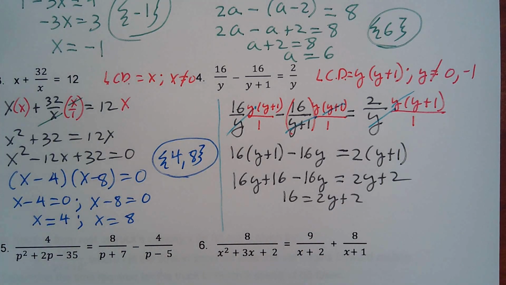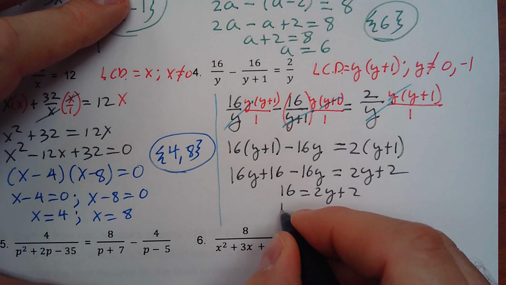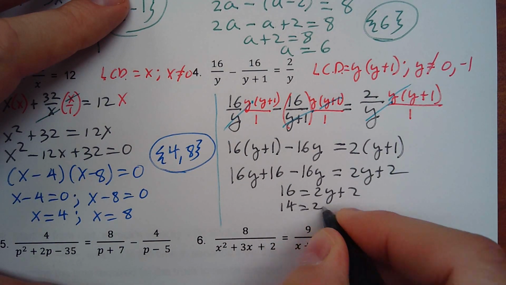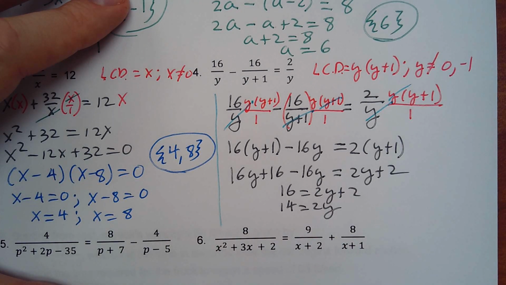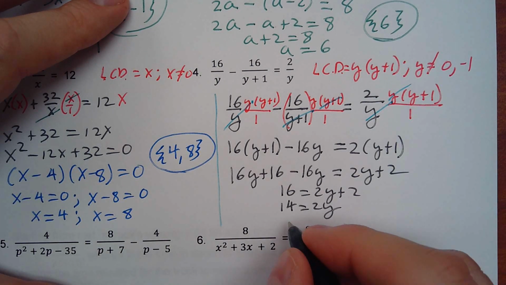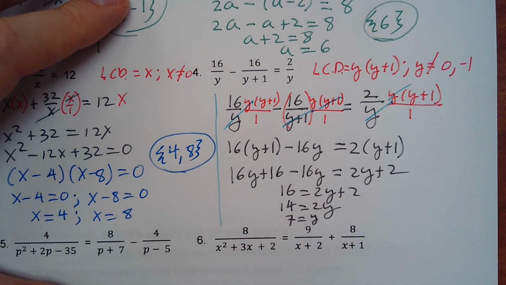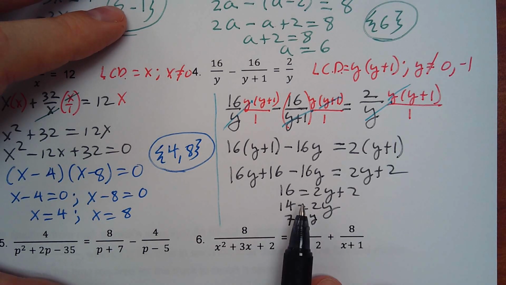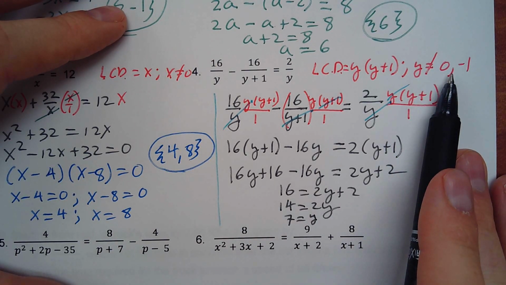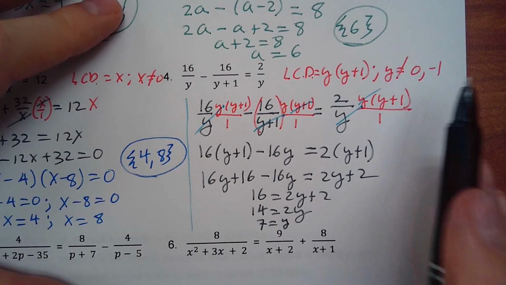I want to go ahead and take away 2 from both sides. That gives me 14 equals 2y. Dividing by 2, that's going to give me y equals 7. That does not match a restriction, so that 7 should be good.